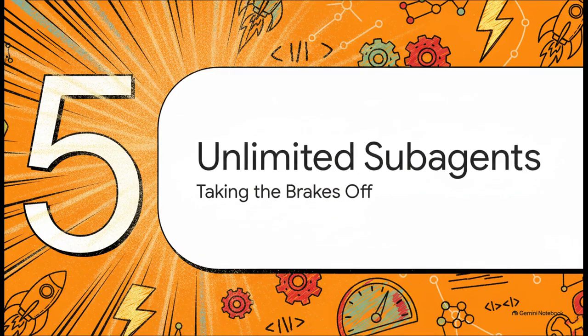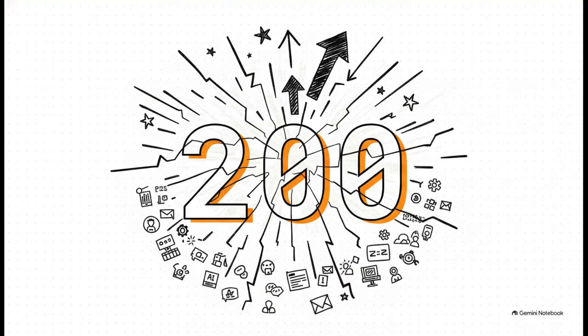And that brings us to Section 5, the unlimited sub-agent era. Taking the brakes off. Let's look at how this impacts your capacity to scale. 200. That number used to be the hard ceiling. It was the absolute maximum sub-agent limit per session. If you had a really complex, long-running session, you would eventually hit a wall where it would just flat out refuse to spawn new agents. Well, I am thrilled to explain that as of version 2.1224, this ceiling has officially been shattered.